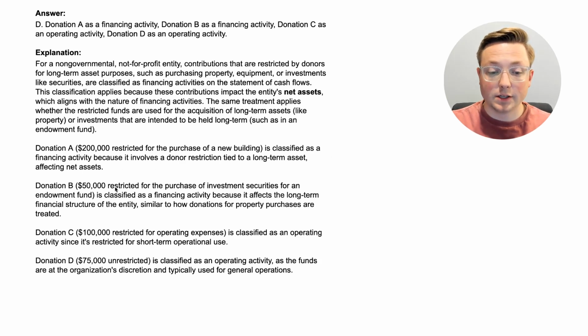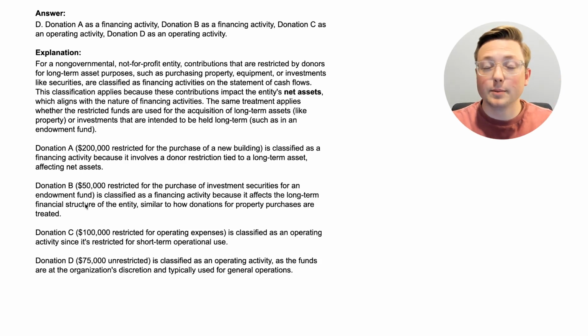Same thing with donation B, $50,000 restricted for the purchase of investment securities for an endowment fund. It is classified as a financing activity because it affects the long-term financial structure of the entity, similar to how donations for property purchases are treated. It's a long-term asset, but you haven't actually bought it yet. This is just money you received that's restricted to buy that. It's affecting the net assets of the company, so that's going to be a financing activity.